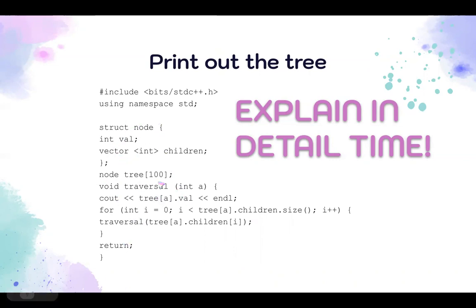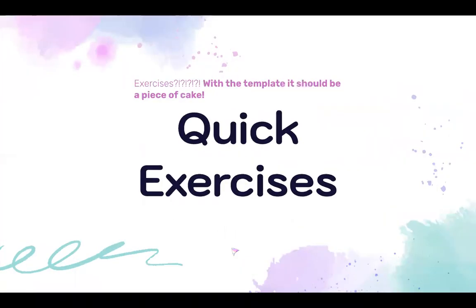And now basically we have the traversal function. It has A as a parameter, and then we can first output the tree's value, then inside of a for loop with the children's size as the limit, we're going to traverse the tree over and over again. That's basically the template. And now we're going to do some exercises. But don't worry, with the template, it should be a piece of cake.